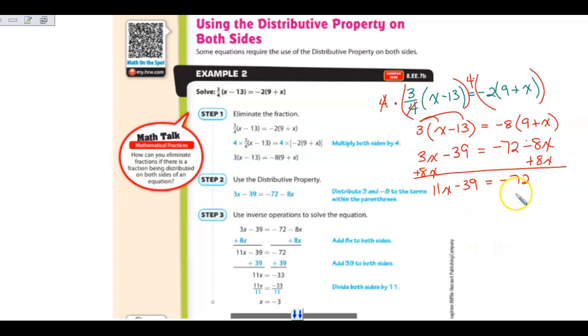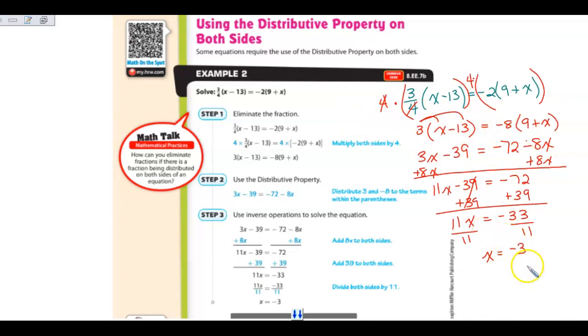Now I'm just down to a two-step equation. So the opposite of subtraction is to add, so I'm going to add 39 to both sides. So the 39 is gone, 11x is on its own. -72 plus 39, different signs, so I'm going to find the difference. And that's going to give me a -33. Divide both sides by 11 to get rid of that 11 in front of the x. And x is going to equal -3.